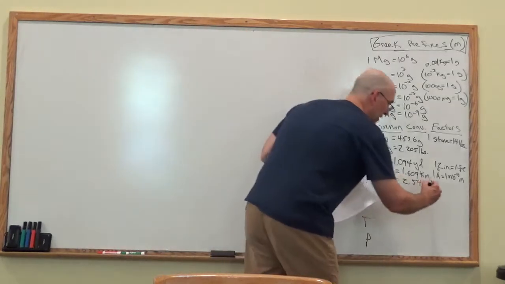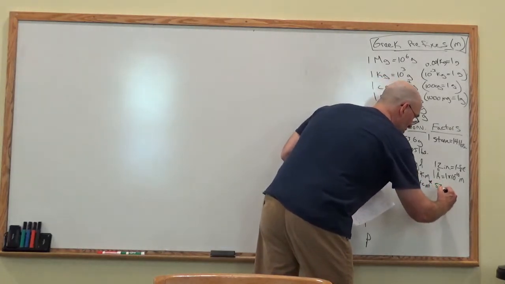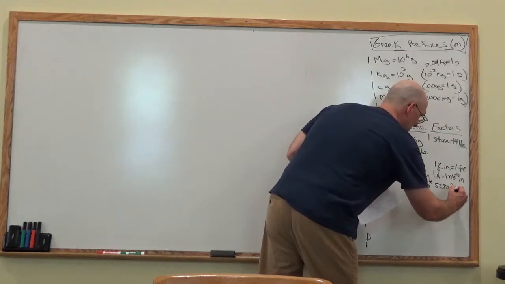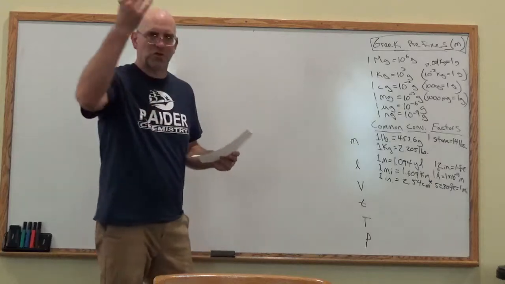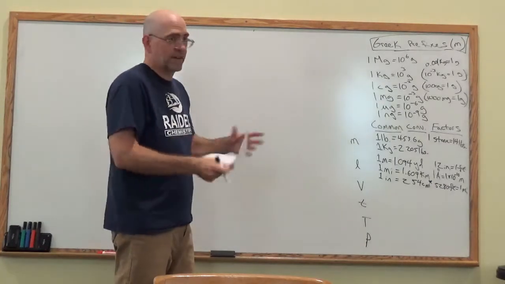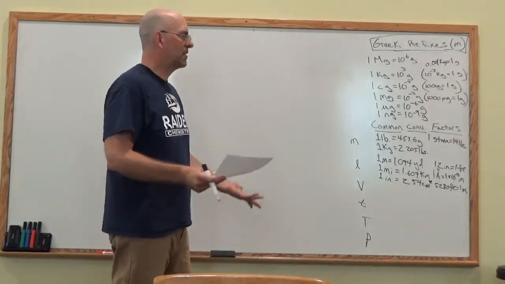Another useful one is 5,280 feet is equivalent to a mile. That's just a useful one to know. How many feet are in a mile? 5,280 feet are in a mile. Great.